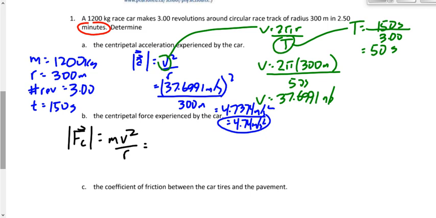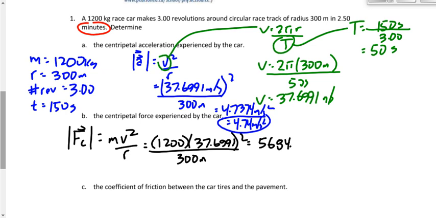What do we got here? 1,200 kilograms times the speed, which we found a minute ago, 37.6991, but we have to square it, divided by the radius of 300 meters, and we get a centripetal force of 5684.892, just in case we have to use it later on in question C. But we will round it to 3 digits here, 5.68 times 10 to the 3 newtons.